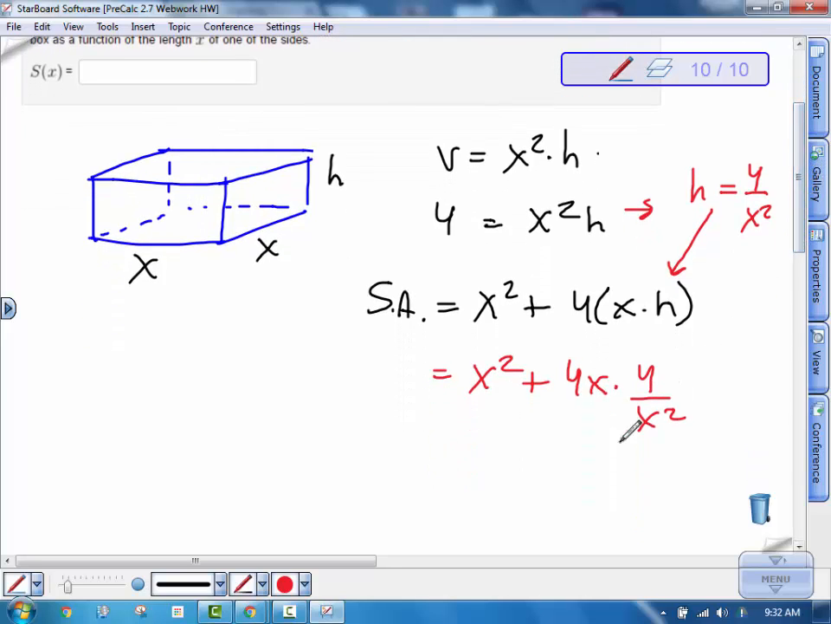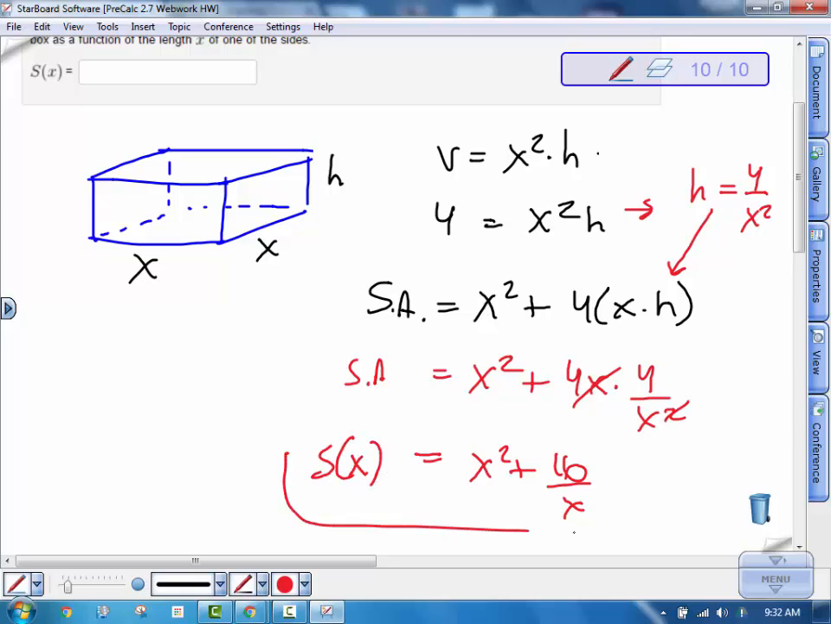I'll try to simplify this a little bit if I can. One of these x's cancels with one of these, leaving 16 over x. So I have x squared plus 16 over x. And there's our surface area function. They wanted us to write that in terms of x, which I've now done. x is the only variable there. So that should be my answer.